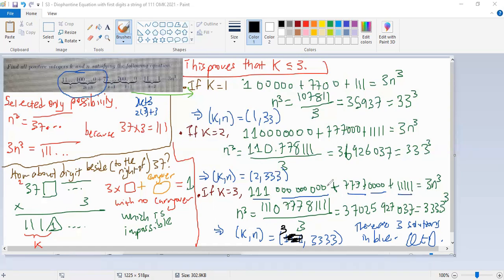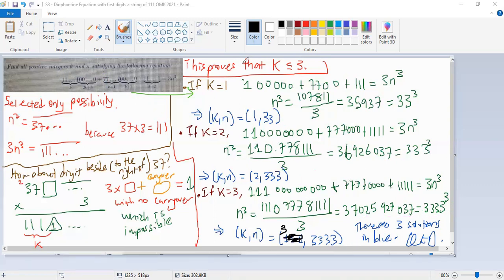This is equal to 3n cubed. This is a literal number, so we don't need to struggle with it. We can just add it up. So when you add it up, it becomes this huge number divided by 3. It doesn't look like a cube, but by looking at the earlier pattern, you can guess, or just do a manual calculation to decide that it's 3333 cubed. So there's another answer here: k is 3, n is 3333. So there are 3 solutions in blue, according to whether k is 1, 2, or 3.